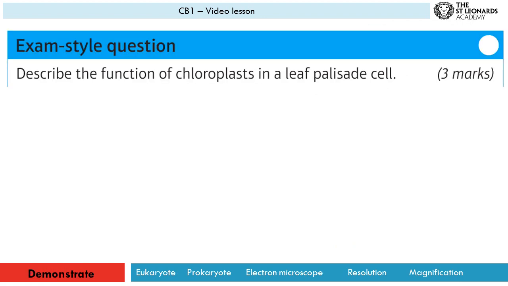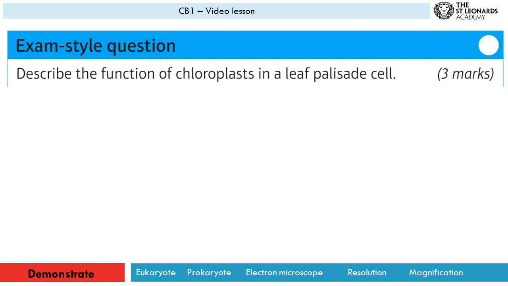To finish up, we're going to have a quick look at an exam-style question. Describe the function of the chloroplasts in a leaf palisade cell. That's worth 3 marks. Now, this question is quite a good one to talk about because it throws in a new term, and that is a palisade cell.